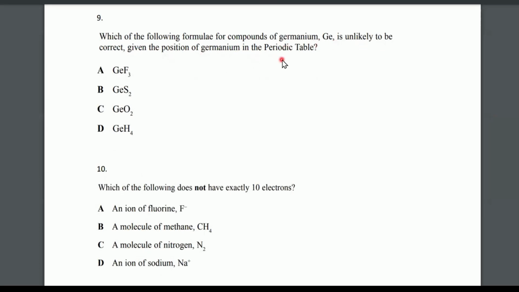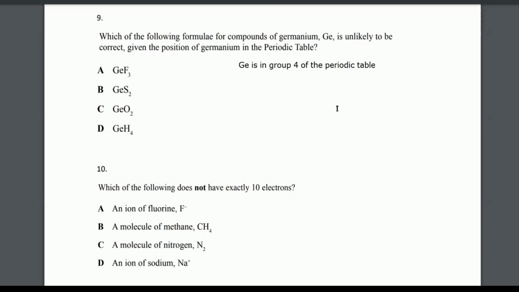9. Which of the following formulae for compounds of germanium is unlikely to be correct? Given the position of germanium in the periodic table, we're looking at unlikely to be correct. So what position is germanium? You'll have a periodic table, look it up. It's in group 4, just like carbon. So if we're looking at which one is unlikely to be correct, well, germanium's in group 4.